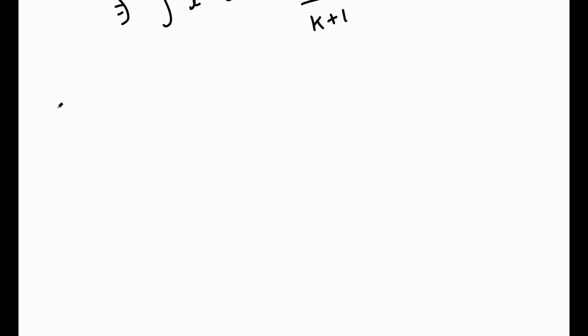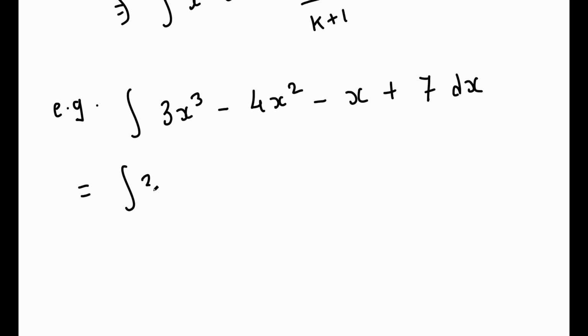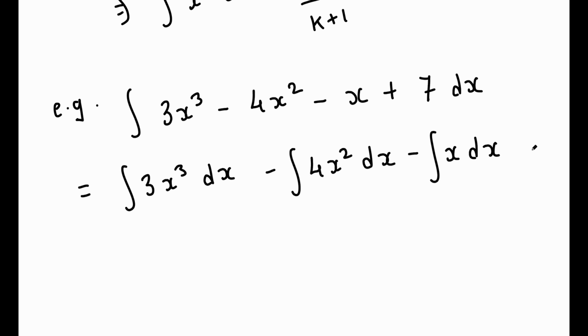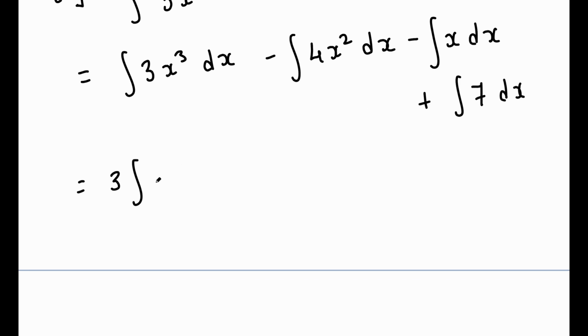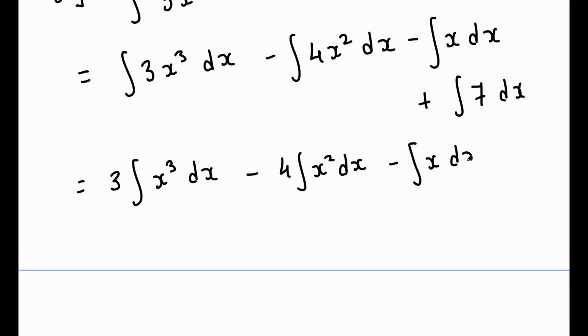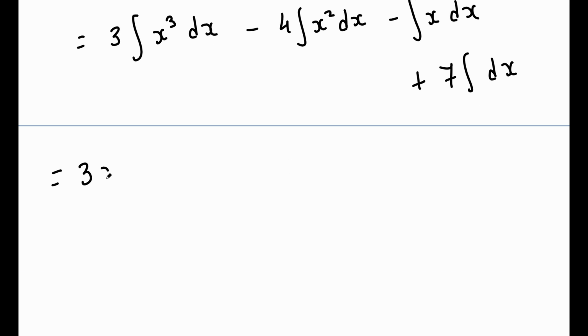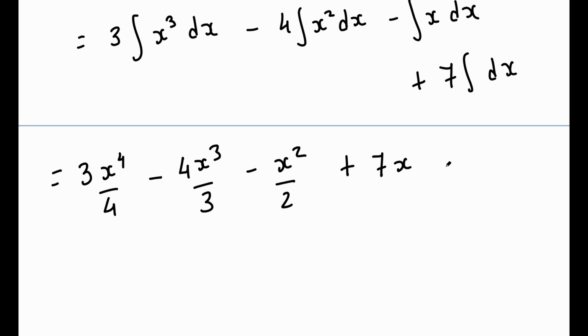To give an example of integrating a polynomial, consider the integral of 3x cube minus 4x square minus x plus 7 into dx. By using the properties of integration and the formula for x to the power k, we get the final answer as 3 into x to the power 4 by 4 minus 4x raised to 3 by 3 minus x square by 2 plus 7x plus a constant.